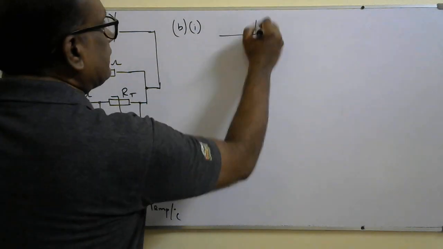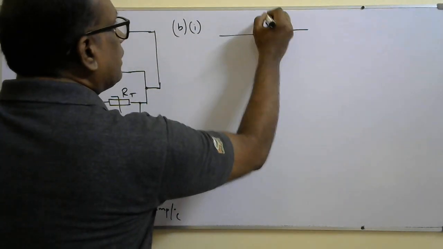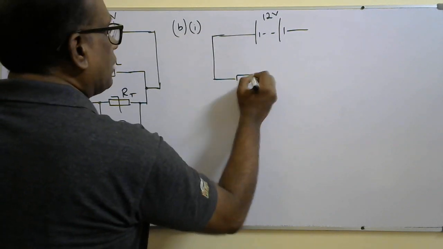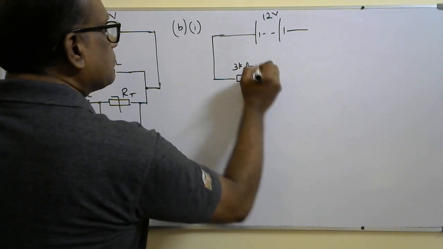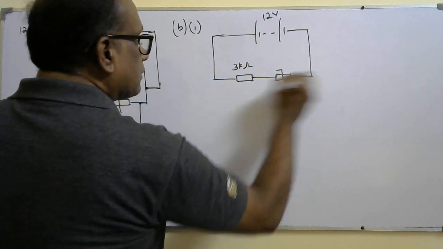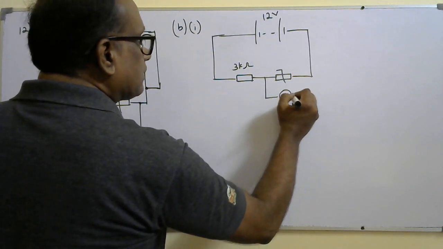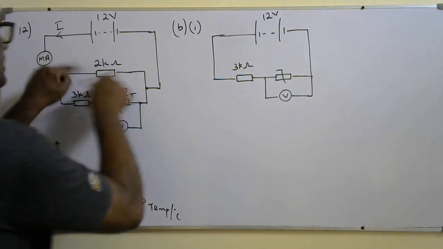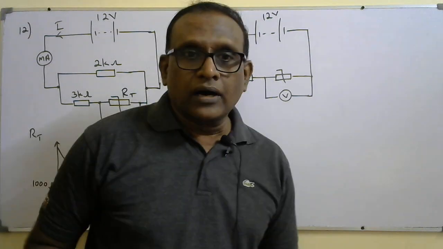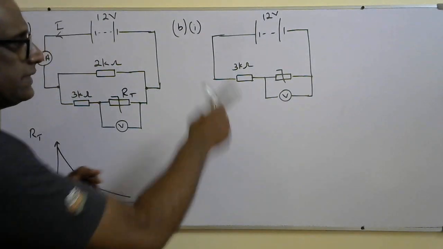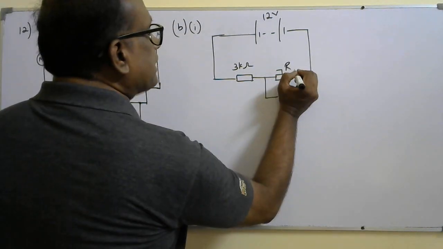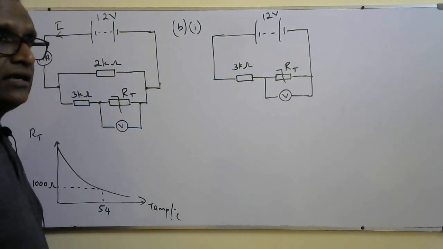So I can imagine that circuit like this: 12 volt, 3 kilo ohm, here is the thermistor, and here is the voltmeter. I am not considering this 2 kilo ohm because I don't want that in this question. Okay, so in this one, when the temperature decreases, the resistance of the thermistor will increase.